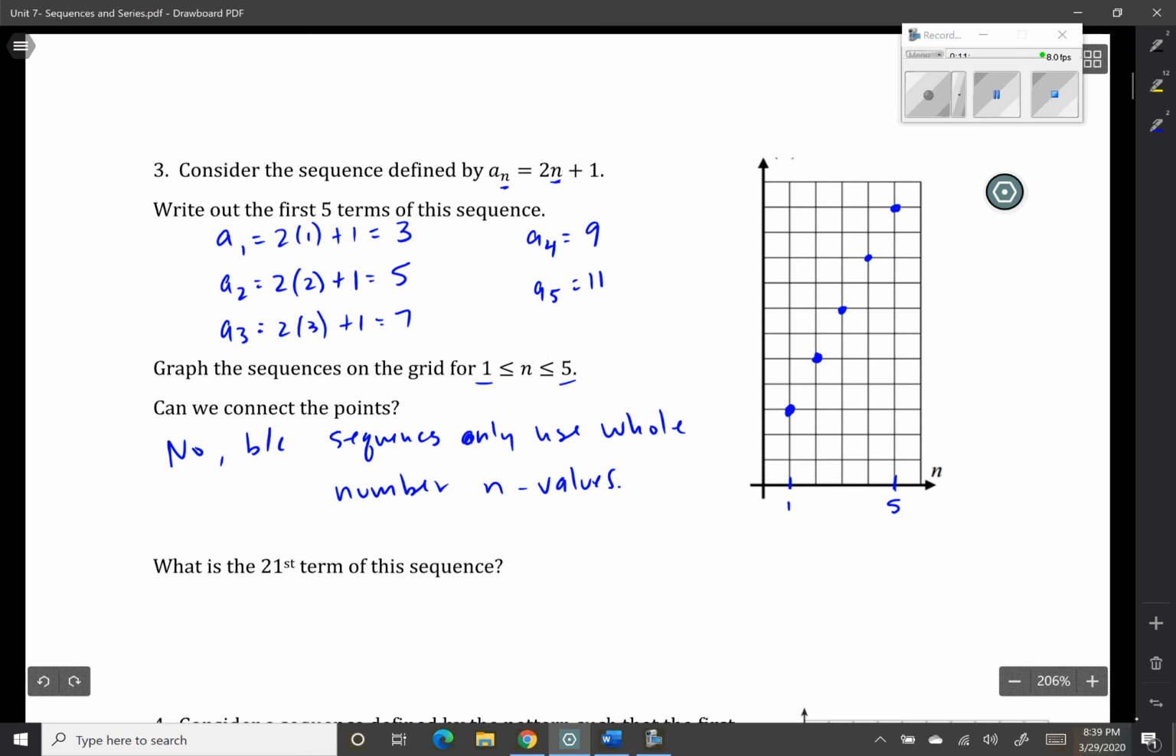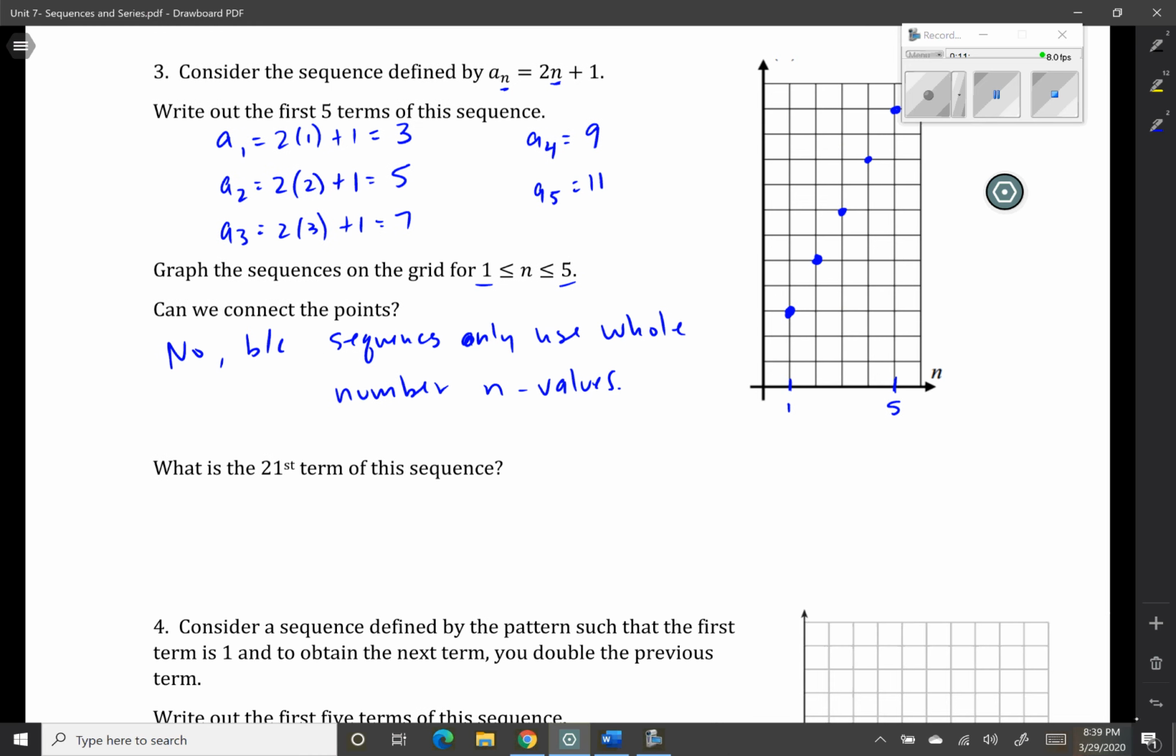Now, the next question would also be something that if we were in class, I'd say, all right, so now that you understand the sequence, try and find me the 21st term. So go ahead, pause the video and see if you can come up with the 21st term. There's a couple ways of getting there.